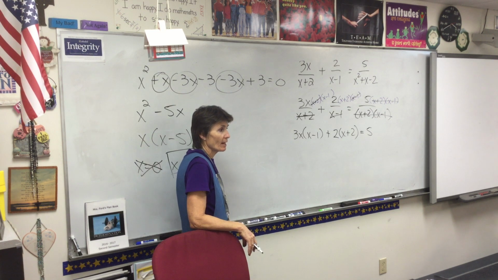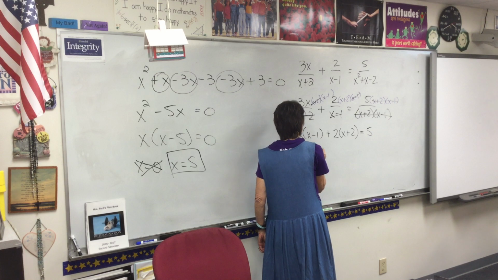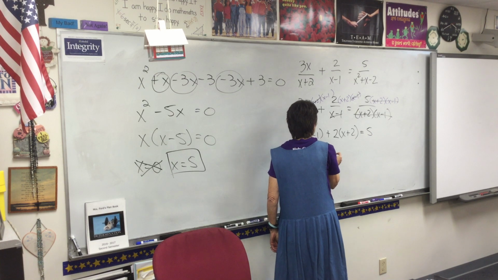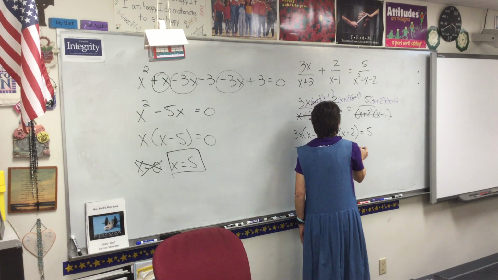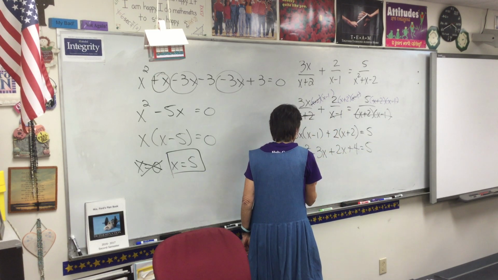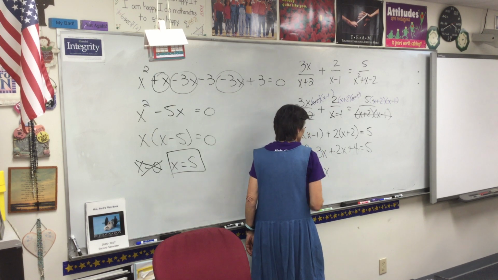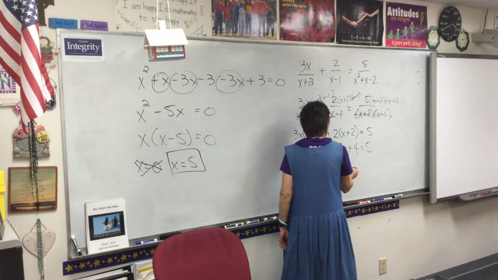So do you know what to do now? Distribute. So 3x squared minus 3x plus 2x plus 4 equals 5. We got to subtract 5 over, and combine here. So we'll have 3x squared minus x minus 1.